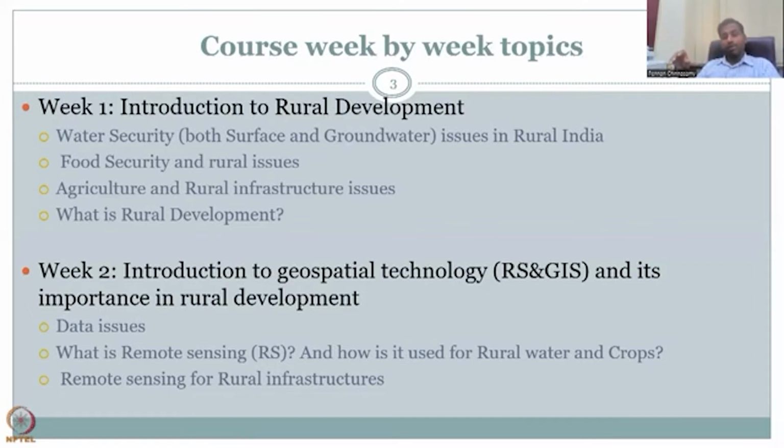For example, if you need water recharge structures, there's a budget for water recharge structures, but we don't know where to put them. That is where these remote sensing and GIS tools can help to find potential recharge zones in the area. So week two was devoted to understanding the data issues and what remote sensing is. Since we're having a course titled RS and GIS, we discuss what is remote sensing.